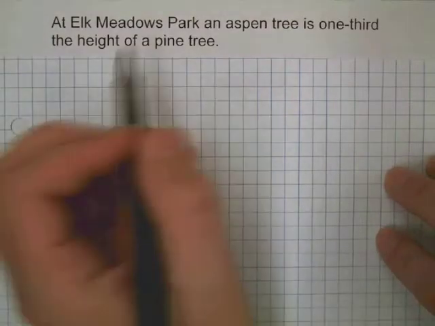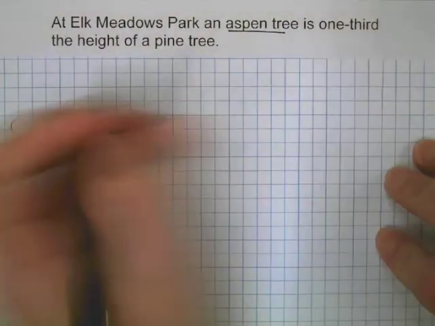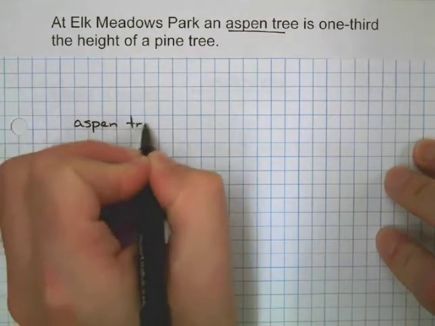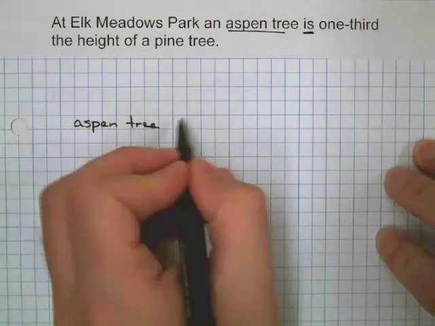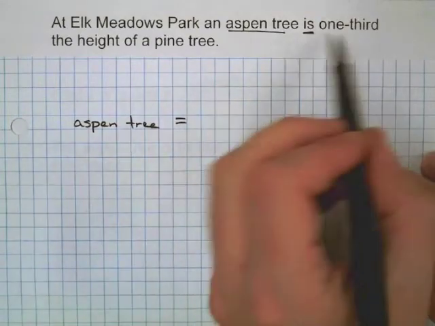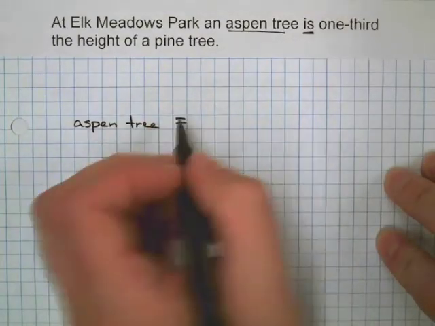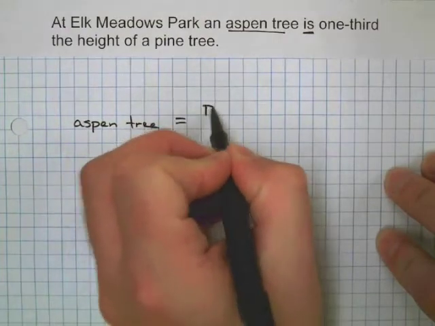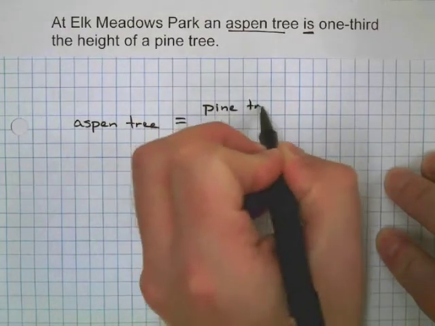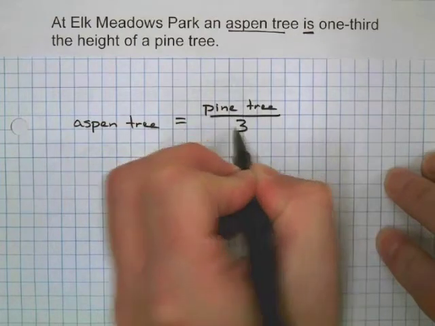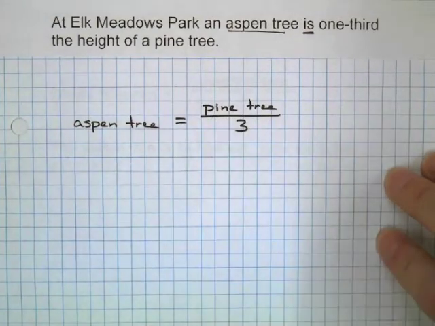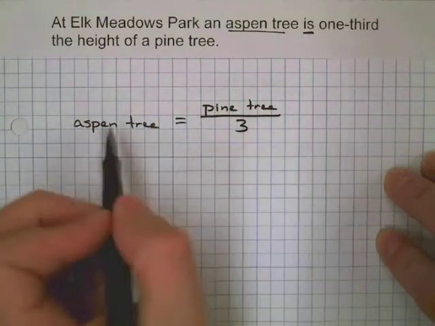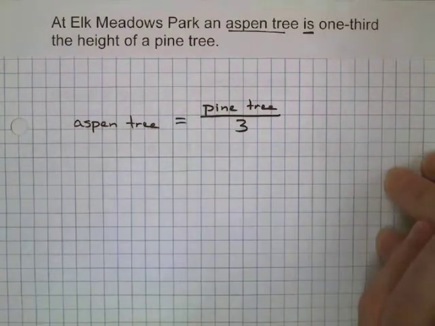So we know that an aspen tree is equal, so is 1/3 the height of a pine tree. So the aspen tree is 1/3 of the pine tree, or the pine tree divided by 3. So we could think of 1/3 as being broken up into 3 pieces. We just want to know one of those pieces, and that will be the height of the aspen tree.